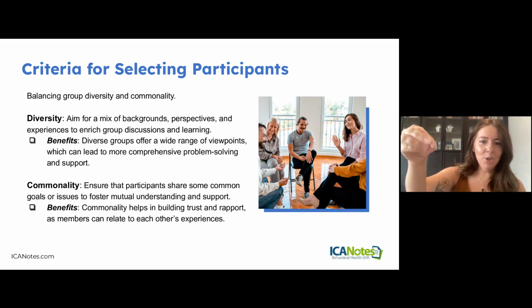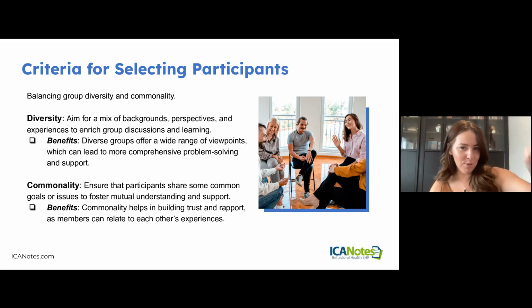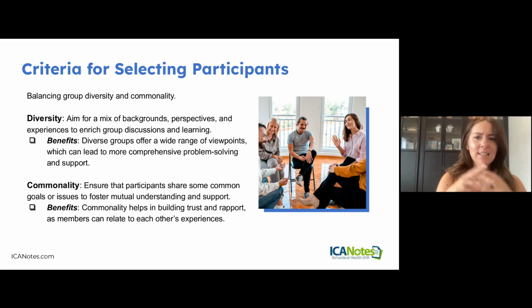So we want diversity so that we can have a lot of viewpoints and really comprehensive problem solving. Like, you tell me how you would do this and you tell me how you would do it. And then let's chew on it for a while and figure that out. That is such an incredible experience for every single member of that group. But we also want to make sure that there is commonality, shared experience, shared goal.